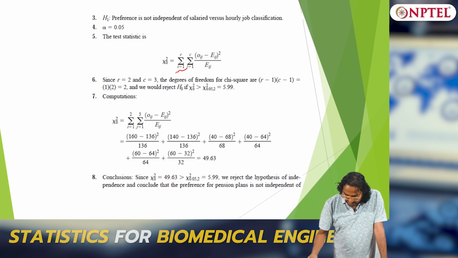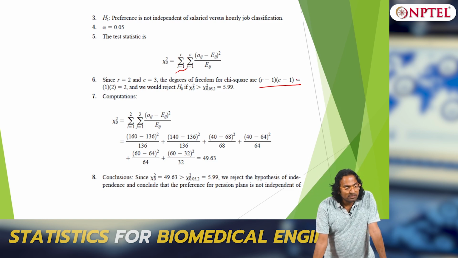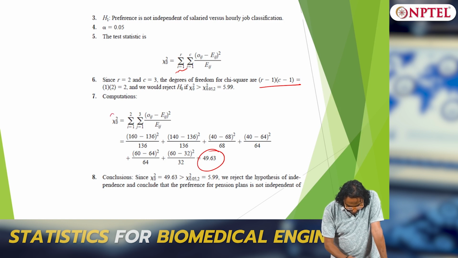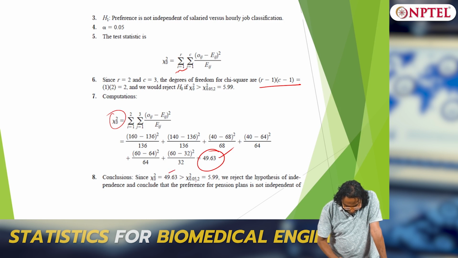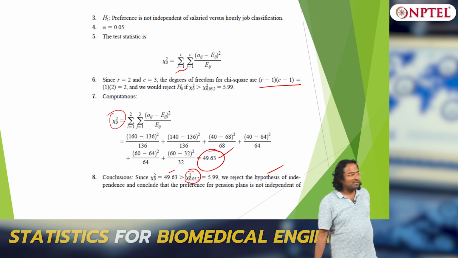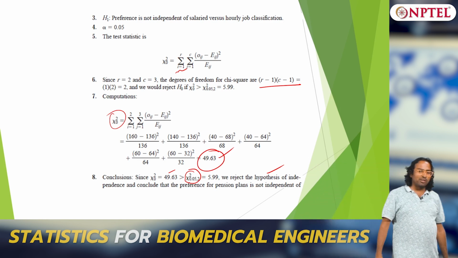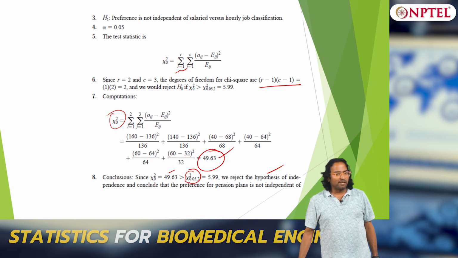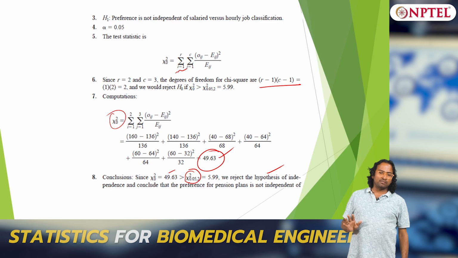The degrees of freedom is given by r minus 1 into c minus 1. So I have the chi square calculated, and the chi square computation is 49.63. Since 49.63 is greater than chi square of 0.05 comma 2, we reject the null hypothesis, because obviously we should know from the start that salaries and pension plan will be related. That is what the data is also revealing, that they are not independent.